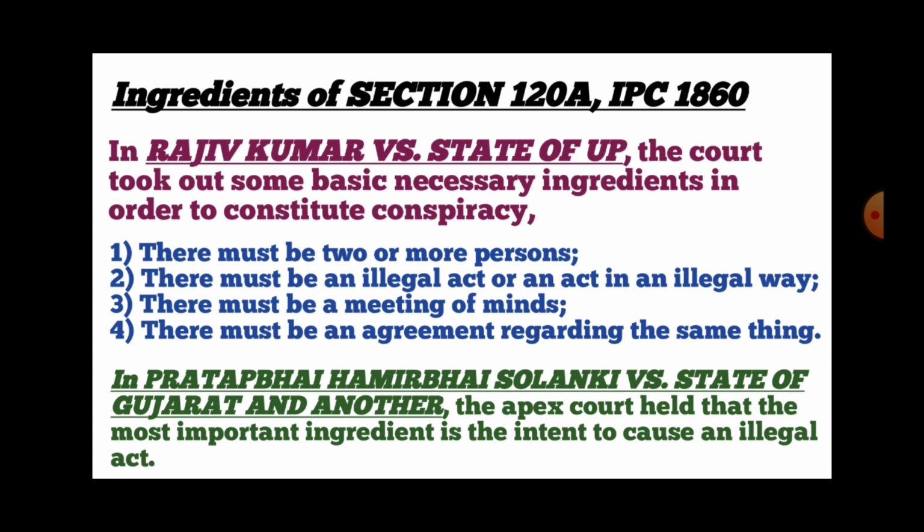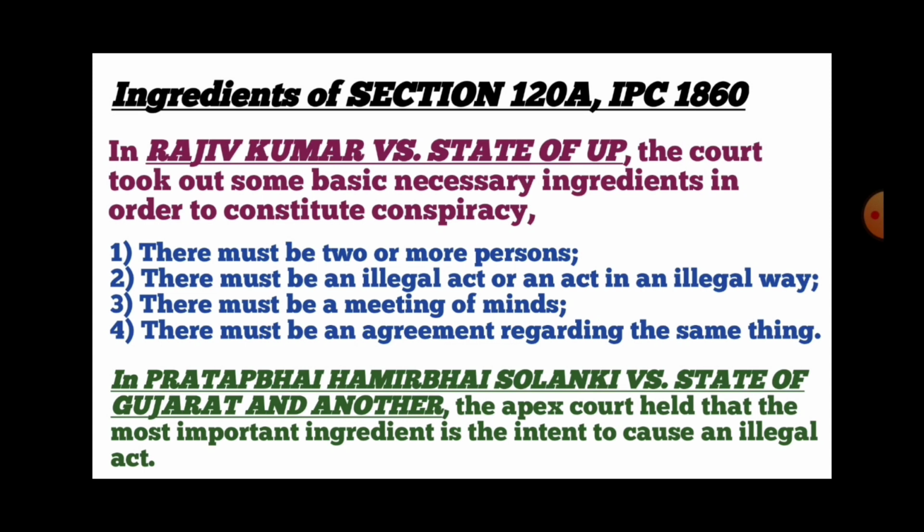They are as follows: that there must be two or more persons. It means that two or more persons are required to commit an act of criminal conspiracy. Second, there must be an illegal act or an act done in an illegal way, which means that there must be an illegal act done by the accused person, or a legal act done in an illegal way by the accused person. Third, there must be a meeting of minds.